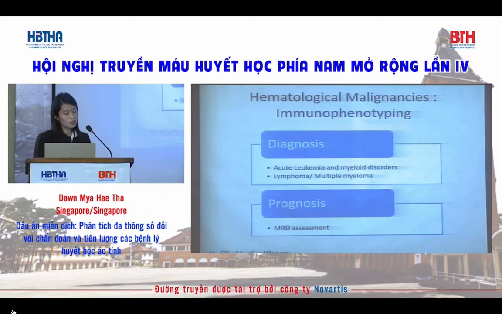So for hematological malignancies, immunophenotyping is very important for the diagnosis as well as for prognostication. For example, almost all the acute leukemias are basically diagnosed mainly by immunophenotyping. And by knowing the immunophenotyping, it sometimes enables us to predict the underlying cytogenetic abnormalities or associated molecular abnormalities, because some of the immunophenotypic abnormalities are found to be associated with certain genetic mutations.